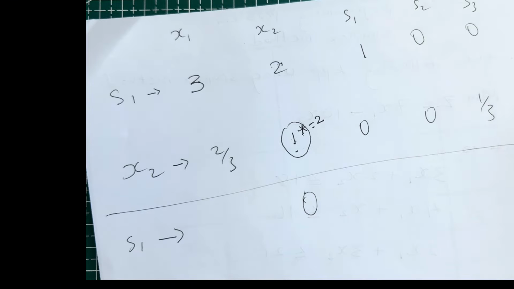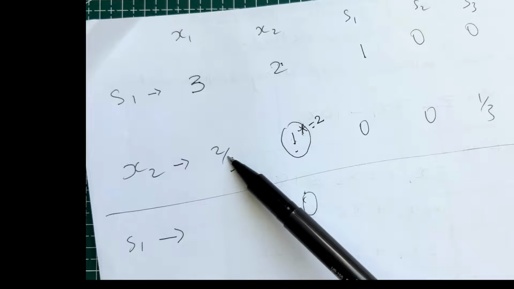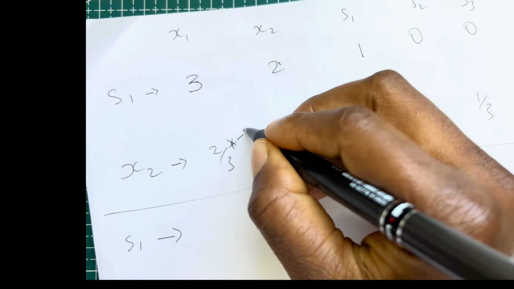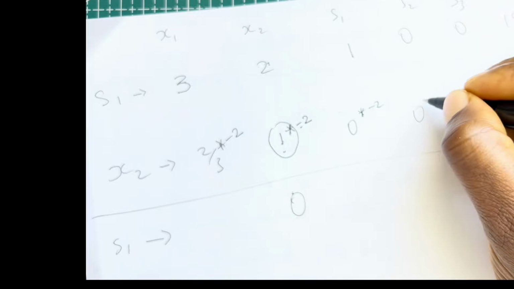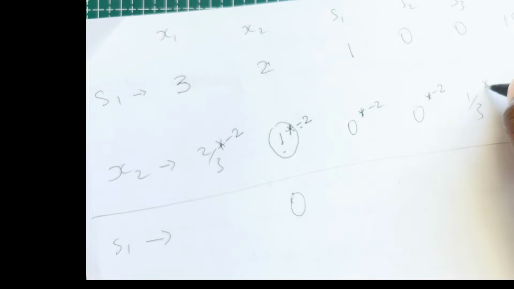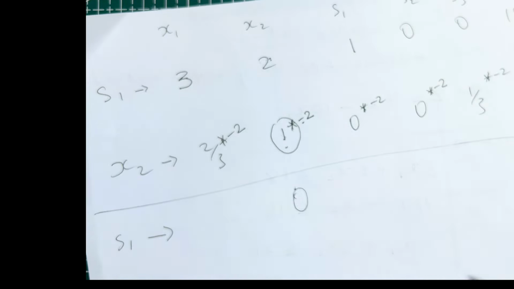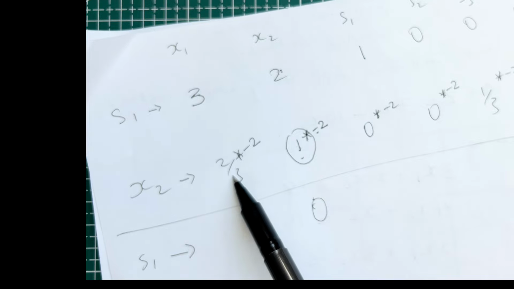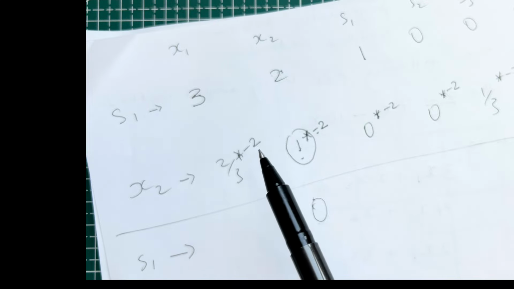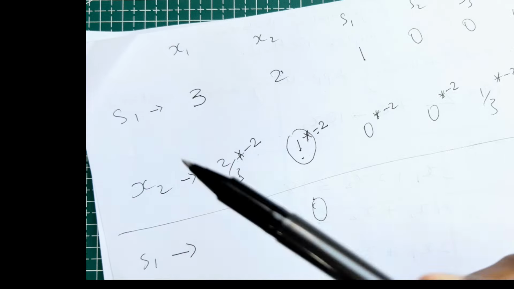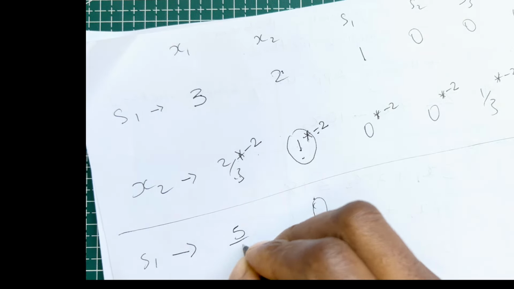This applies to other values here. So we're going to multiply other values with minus 2. We multiply here times minus 2, and the rest times minus 2 as well. So with this, we're going to find our new value. So we say here, 2 all over 3 times minus 2 will give us minus 4 all over 3. Minus 4 all over 3 plus 3 will give us 5 all over 3.